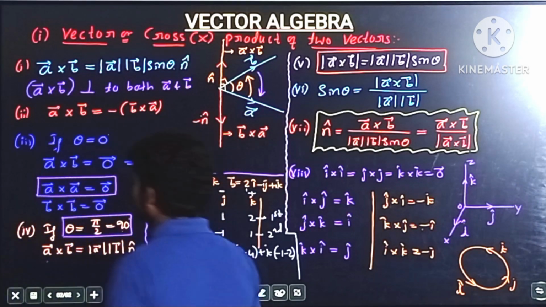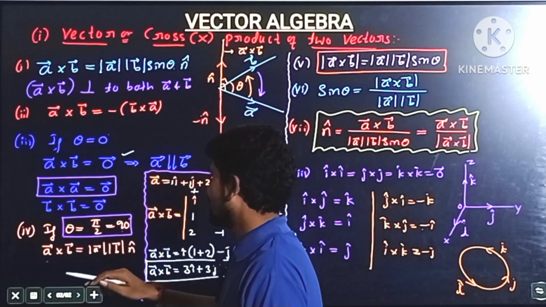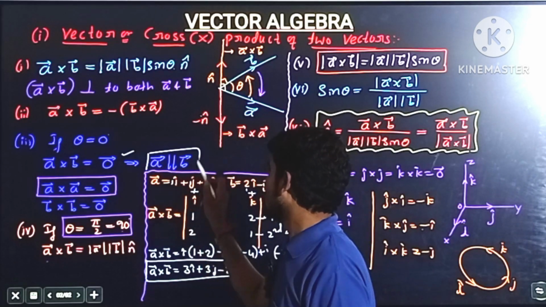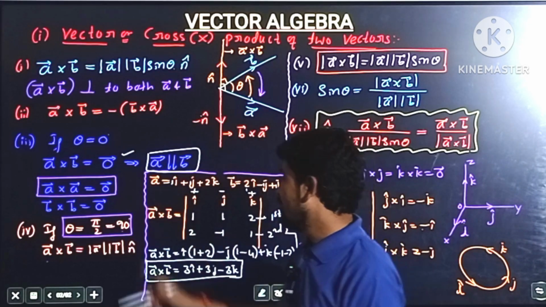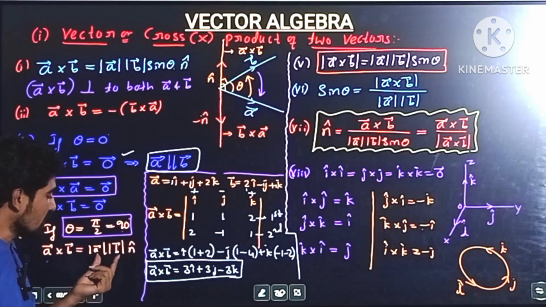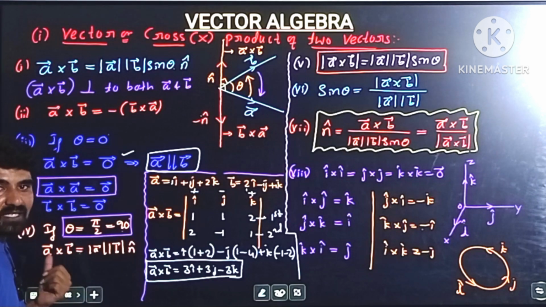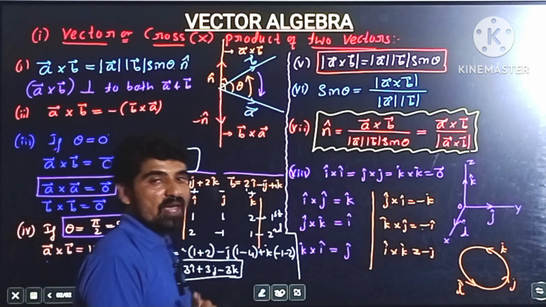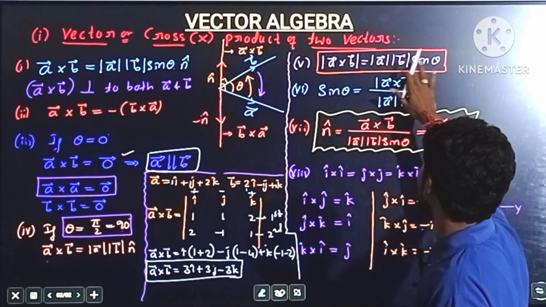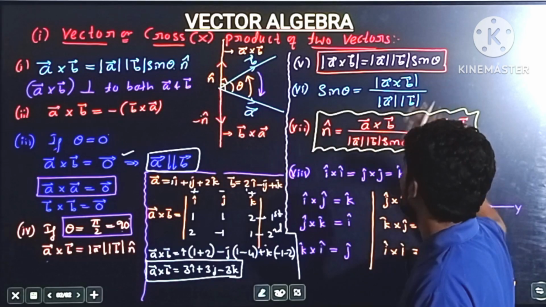And the third point is, if theta is equal to 0, then a vector cross b vector is equal to 0 vector. So when the cross product of two vectors is 0, we say that the two vectors are parallel to each other. And when theta is equal to 90 degrees, the cross product of two vectors is equal to the product of their magnitudes into the unit vector perpendicular to both vectors a and b. And magnitude of a vector cross b vector is equal to magnitude of a vector, magnitude of b vector into sine theta into magnitude of n cap, where magnitude of n cap is 1.